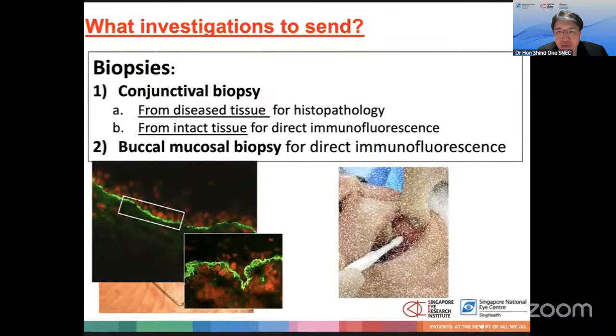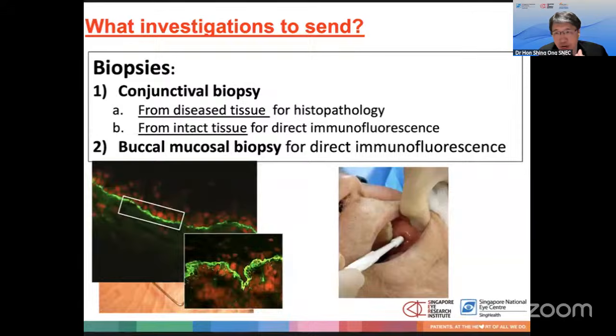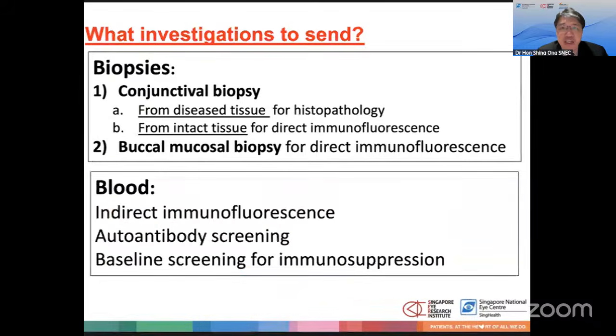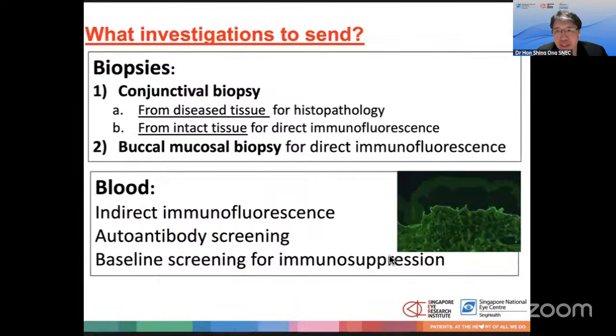A third biopsy is often taken from the inner cheek for direct immunofluorescence, and I do this regardless of whether the patient has oral disease because this does increase the diagnostic yield. Again, these are sent fresh, snap frozen, or in special media to avoid degradation of the antibodies. Blood tests can be sent for indirect immunofluorescence, but I'll talk about the sensitivities of these later. Serology can be used, but again, these have been thought to have low yield.